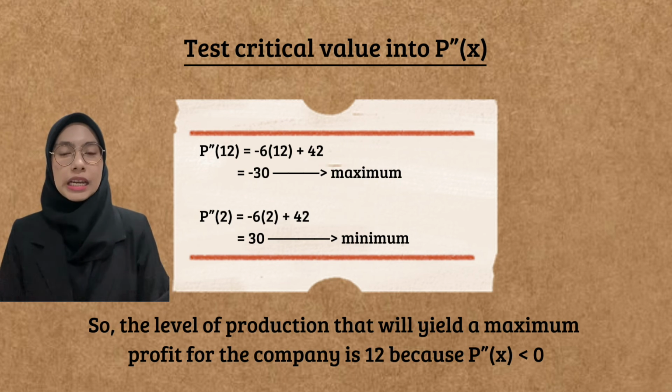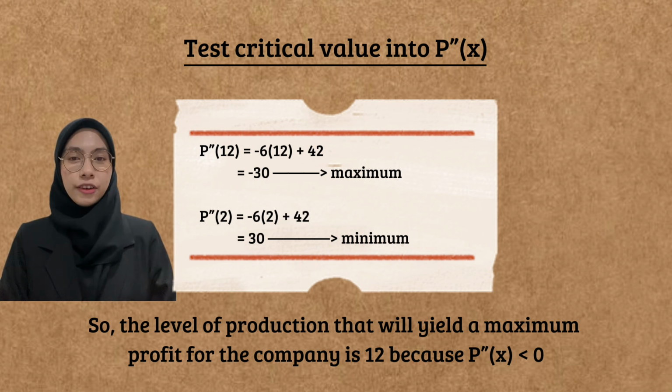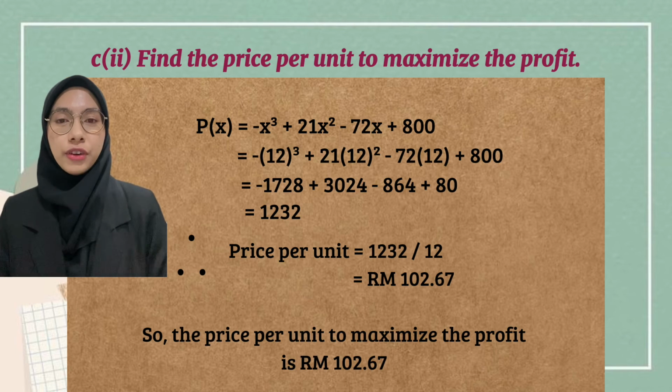So that means negative 30 is maximum and 30 is minimum. So the answer is the level of production that will yield a maximum profit for the company is 12 because the function is less than 0. The second question is, find the price per unit to maximize the profit.